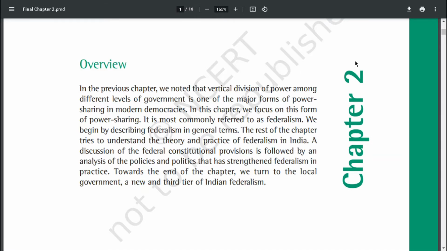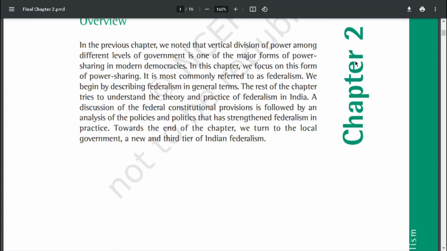A discussion on the federal constitutional provisions is followed by an analysis of the policies and politics that have strengthened federalism in practice. Towards the end of the chapter, we turn to the local government, a new and third tier of Indian federalism.